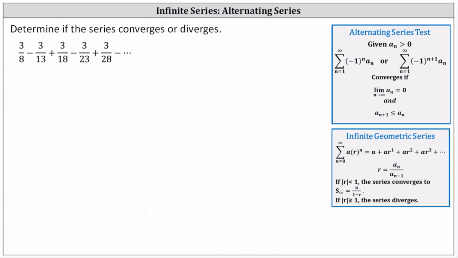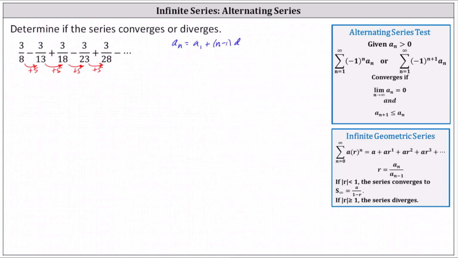Notice the numerators are always 3, and the denominators are increasing by 5. 8 plus 5 is 13, 13 plus 5 is 18, 18 plus 5 is 23, and 23 plus 5 is 28, which means we can use a formula for an arithmetic sequence for the denominators. Recall for an arithmetic sequence, we have a sub n equals a sub 1 plus the quantity n minus 1 times the common difference d.